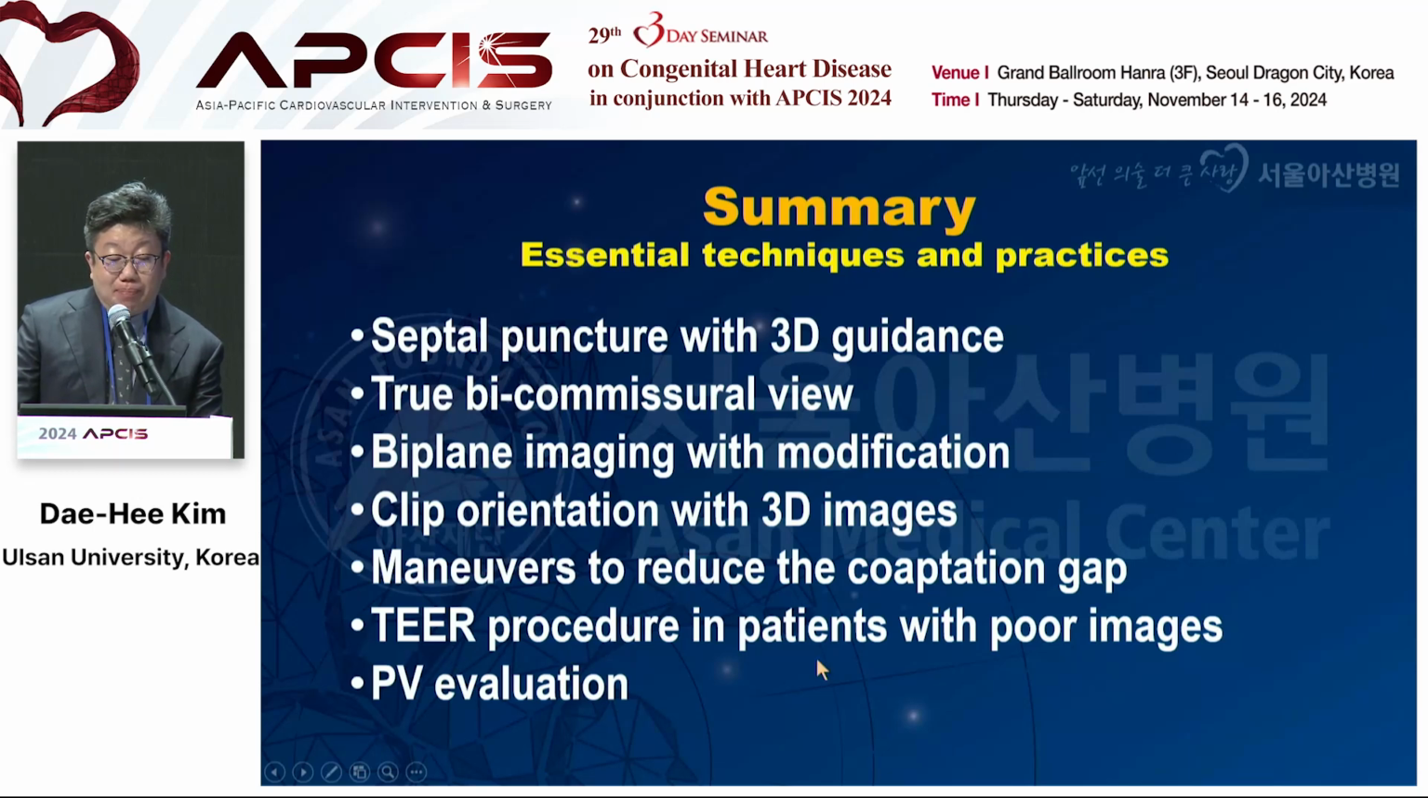For the TEER procedure in patients with poor image quality, it depends on the center's experience, but we can try the TEER procedure with caution, as I mentioned before. Finally, I emphasize the importance of pulmonary vein evaluation, especially in patients with eccentric MR and degenerative MR, because just one pulmonary vein reversal can be seen in this patient group. So disappearance of reversal flow or increase in S velocity are all very important for the TEER procedure.